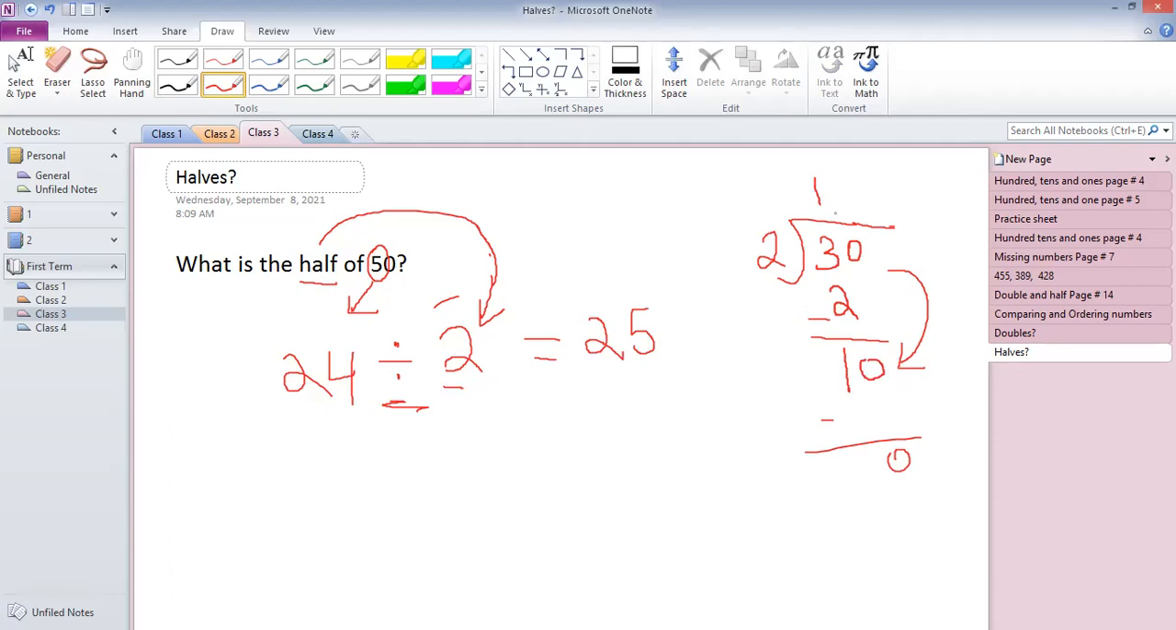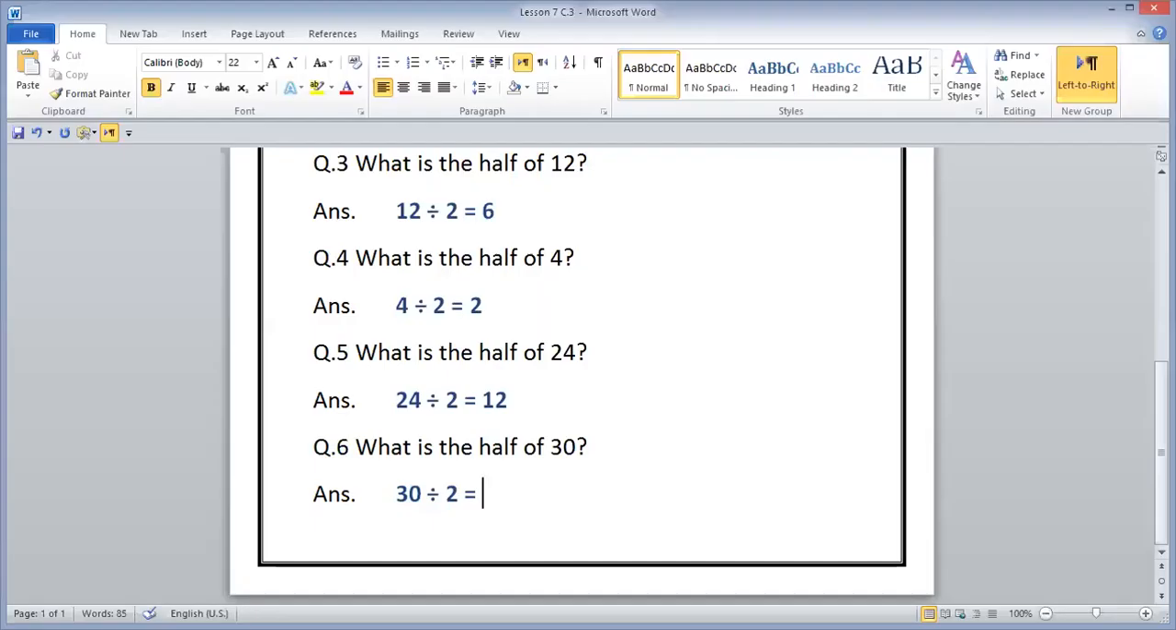Okay. Now check the table of 2. You will read the table of 2 up to in order to get 10. 2 multiplied by 1, 2. 2 multiplied by 2, 4. 2 multiplied by 3, 6. 2 multiplied by 4, 8. 2 multiplied by 5 equals to 10. And 10 minus 10, 0. So 15 is the answer. That means 15 is the half of 30. You will write 30 divided by 2 is equals to 15.